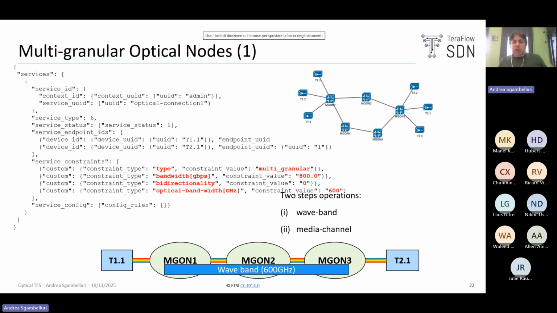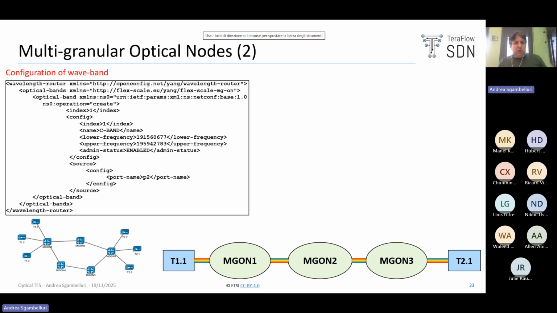And in this case, for example, you can see the parameter that we send. So we have a system, a service that is multigranular, with the connectivity 800 gigabit per second. So this is the connectivity at the transponder. We want a unidirectional one, and we are asking for the allocation of a wide band of 600 gigahertz in the spectrum. And then once the waveband is created, the media channel are appended to this system.